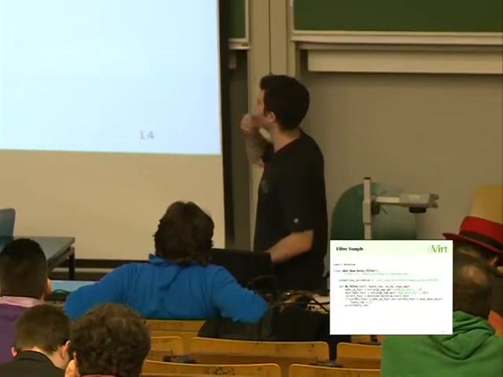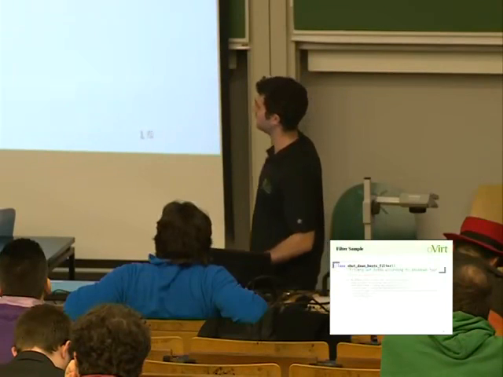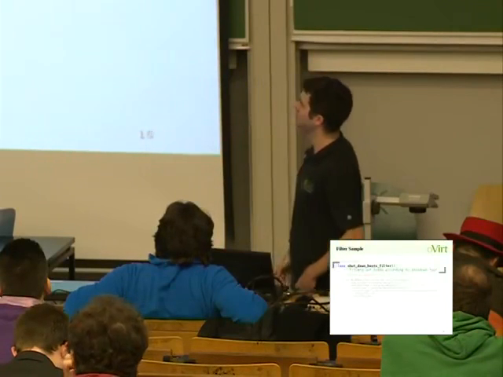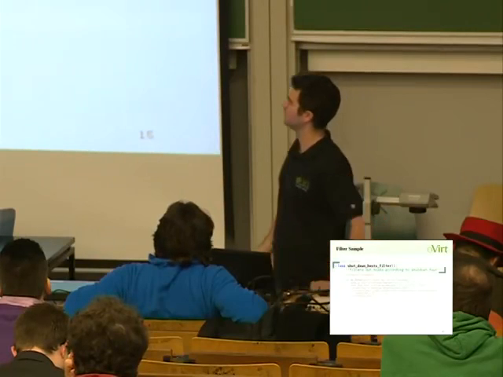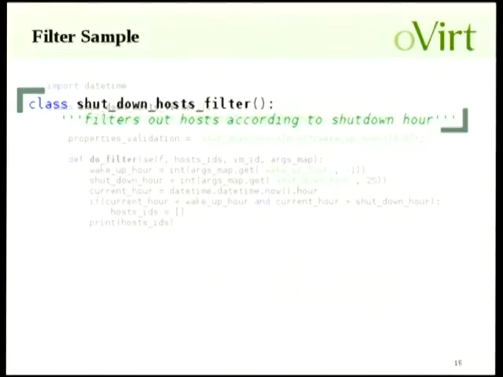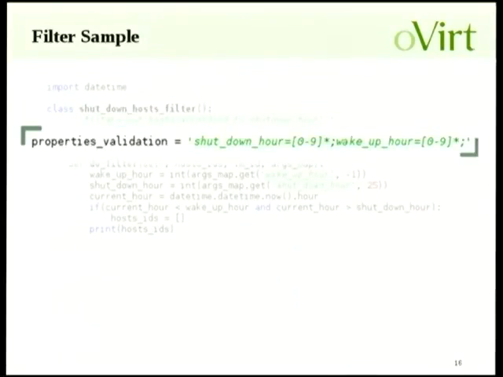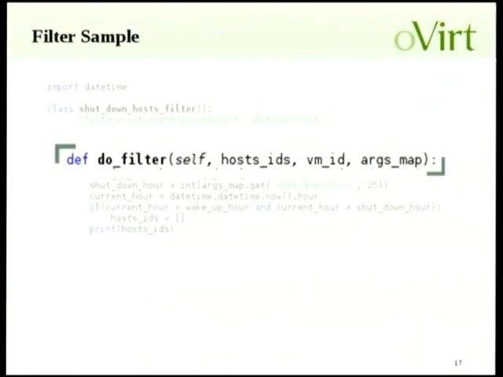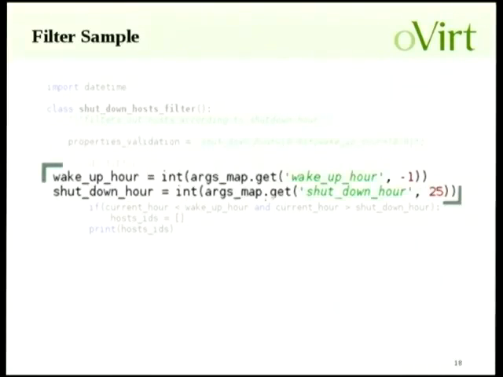Basically, this is a filter in Python. The name of the class will be the name that the server gets. The properties validation are basically a set of properties that you can add within the server, and then the filter will get it. This is the name of the filter, and this is actually the signature that you need to override in order to extend a filter, to add a filter to the system.